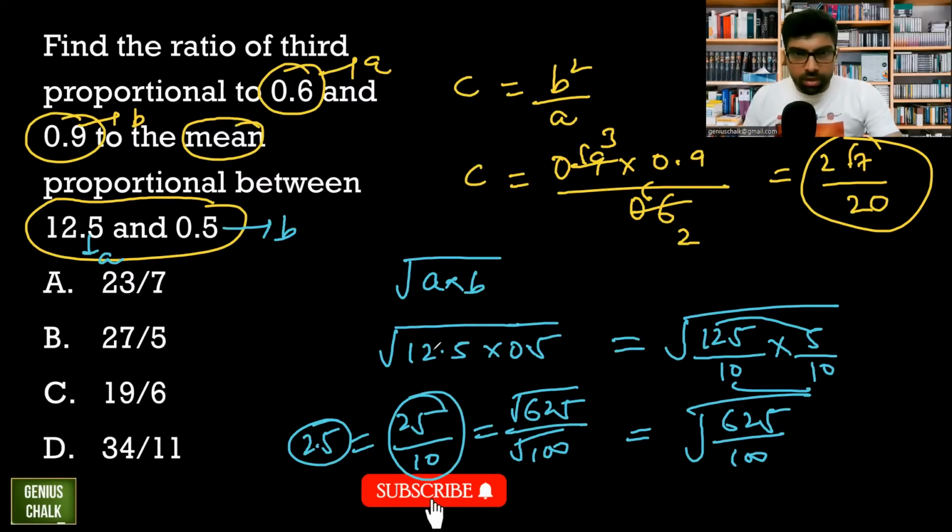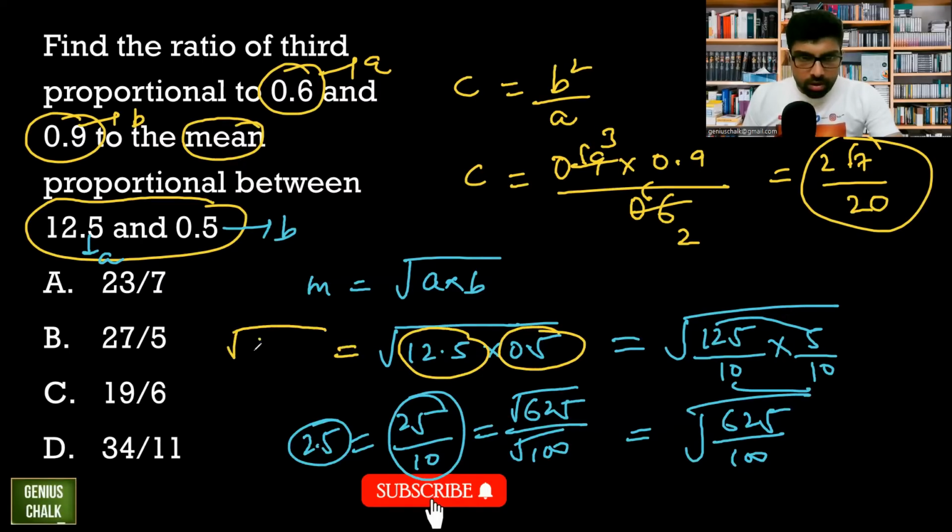So this is your mean proportional value of M, let's say. So you have got mean proportion as 2.5. Here you can get it directly also like this. You know, 12.5 into 5, it is actually 625, and as there are decimals after 2, so 6.25, it is basically 2.5. You can get it directly also.